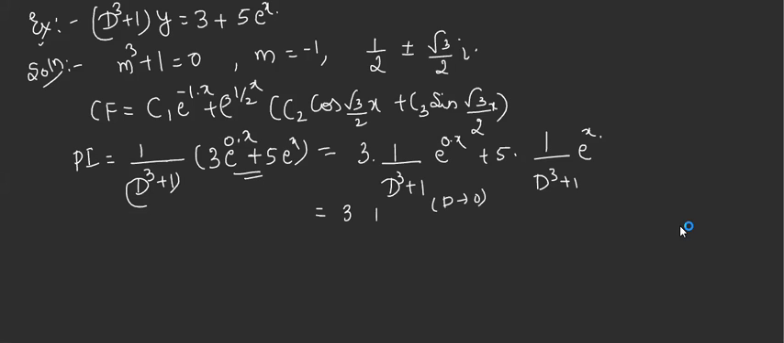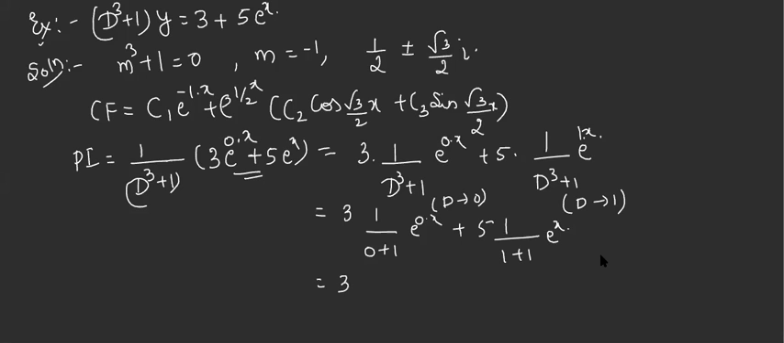So we get 1 upon 0 cube plus 1, e raised to 0x. Here, you should replace d by what? What is the coefficient of x? 1. Yes, replace it by 1. So it is 1 by 2. What is the answer now? So the value of this term is 3. Here it is 5 by 2 e raised to x. What is the last step? GS equals CF plus PI.